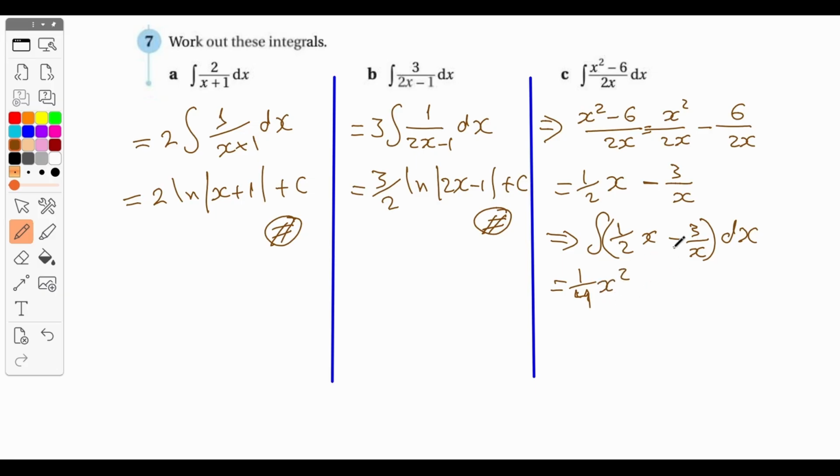minus the integral of 3 over x. How to integrate 3 over x? As we have studied, this is 3 ln of the modulus of x, then plus c. This is the final answer of this question: a quarter x squared minus 3 ln of x plus c.